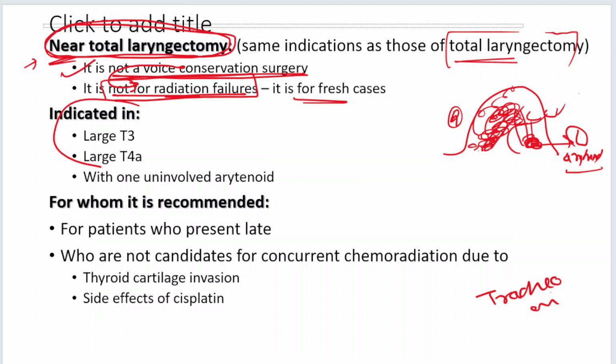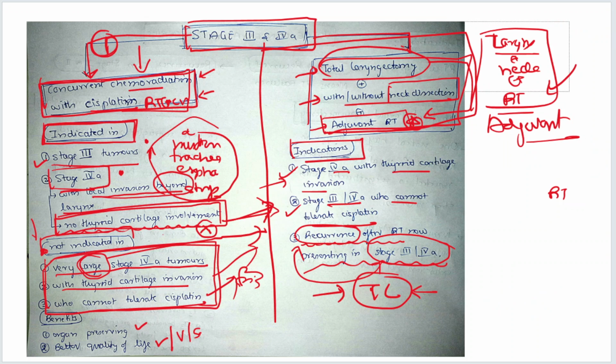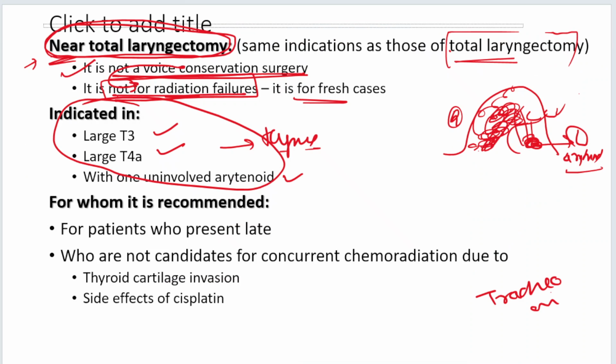The indications for near total laryngectomy are the same as that of total laryngectomy, like large T3, T4A with one uninvolved arytenoid, with thyroid cartilage invasion. Same thing, whatever the indications are for total laryngectomy. Total laryngectomy indications are large stage 4A with thyroid cartilage invasion, stage 3, 4A cannot tolerate cisplatin, recurrence after RT now presenting with stage 3 and stage 4A. The same indications will apply for near total laryngectomy.